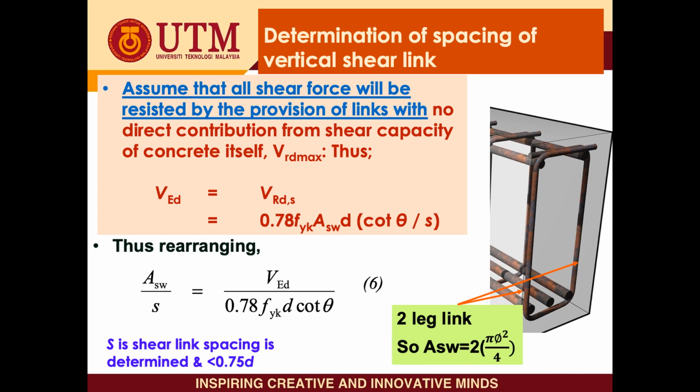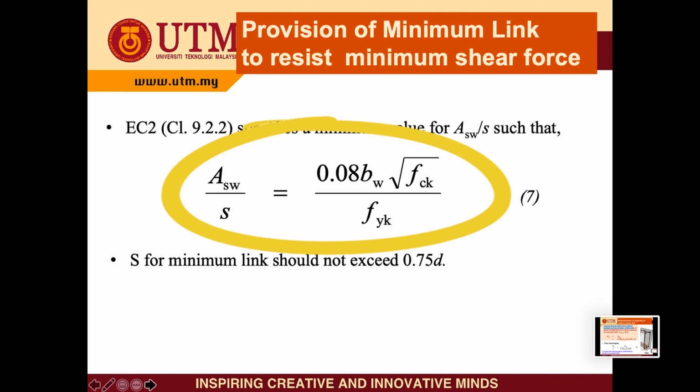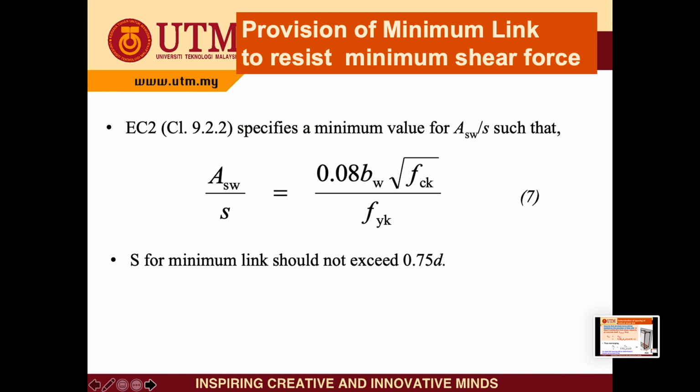Here, the important thing that we design is the spacing of the link. This spacing must not exceed 0.5d. Eurocode also provides a minimum link requirement beside the vertical link, so equation 7 must be used to obtain the minimum link. Again, the Asw must be selected or assumed, and we determine the s, and it must not exceed 0.75d.